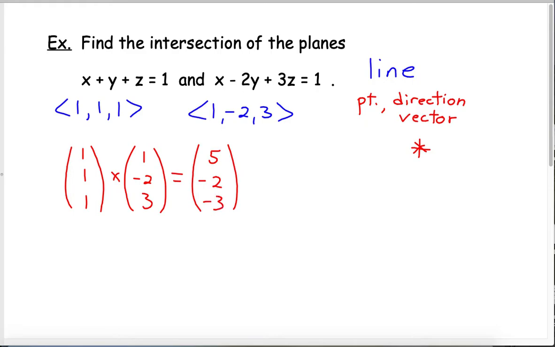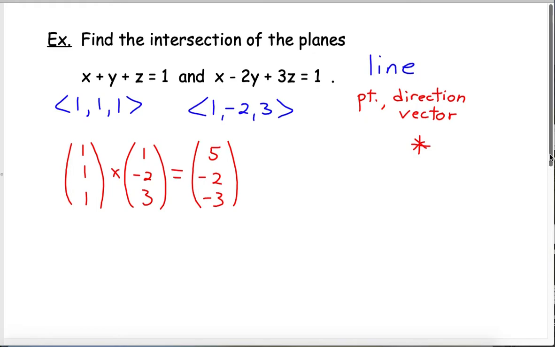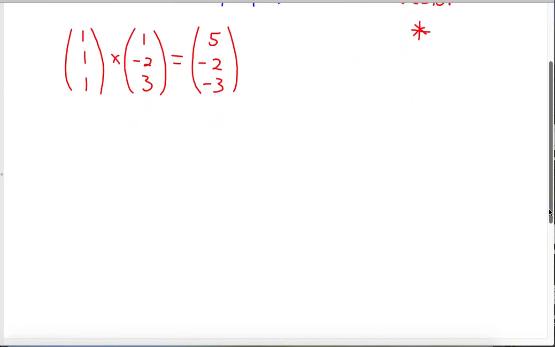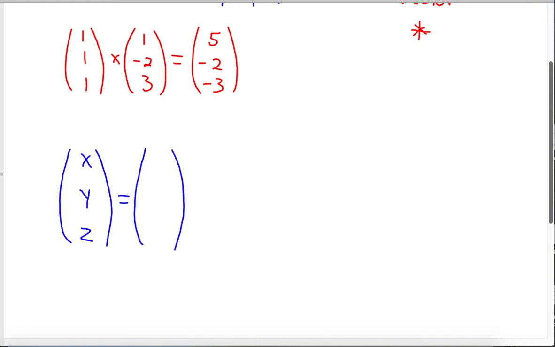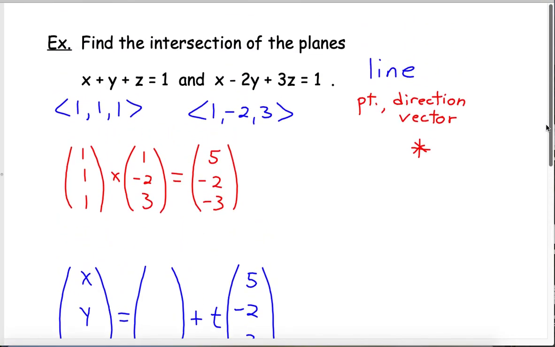So 5, -2, -3. Now, I'm trying to come up with the equation of the line. I'm going to go ahead and start to write my answer over here, just so I can keep track of all this. My answer should be a line, which I'll write in vector form. So my point is going to go in here. And then my direction vector, which I just figured out, goes here. All right, so now I still need to figure out a point. Now, any point on where these two planes intersect. So any point on the line where these planes intersect is going to be our solution.